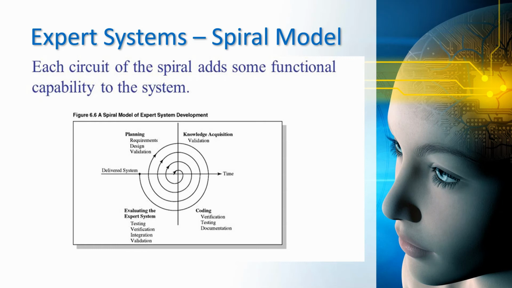So if you look, we have knowledge acquisition. Then to the bottom right, we have the coding aspect highlighted in red there. Then we have evaluating the expert system, which involves a few things. It involves testing, verification, integration, and validation. Then we have the planning aspect, which involves requirements, design, and validation. So you may be wondering, what indeed are all of these? Let's review in the following slides.